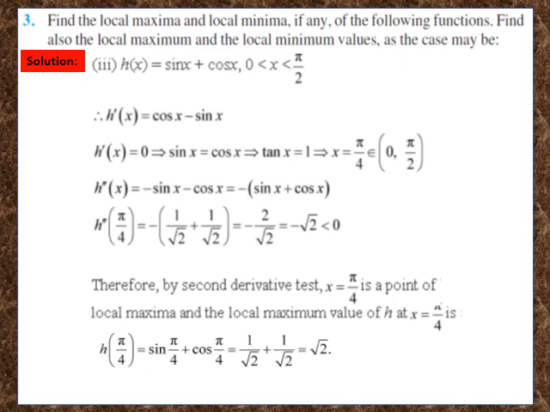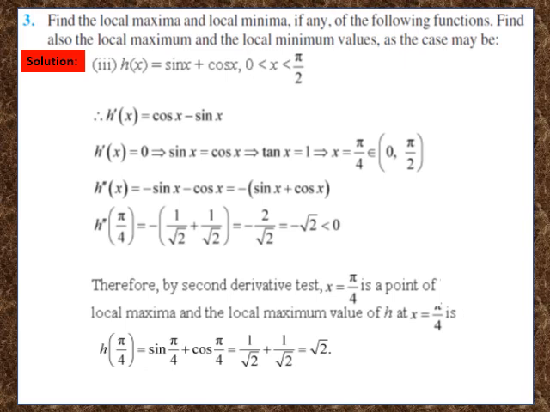So differentiating, h'(x) = cos x − sin x. Putting that equal to 0, h'(x) = 0 implies sin x equals cos x, or after simplification tan x equals 1, which implies x equals π/4. Why π/4? Because π/4 lies between 0 and π/2, which is given in the question. So we have the value of x as π/4.